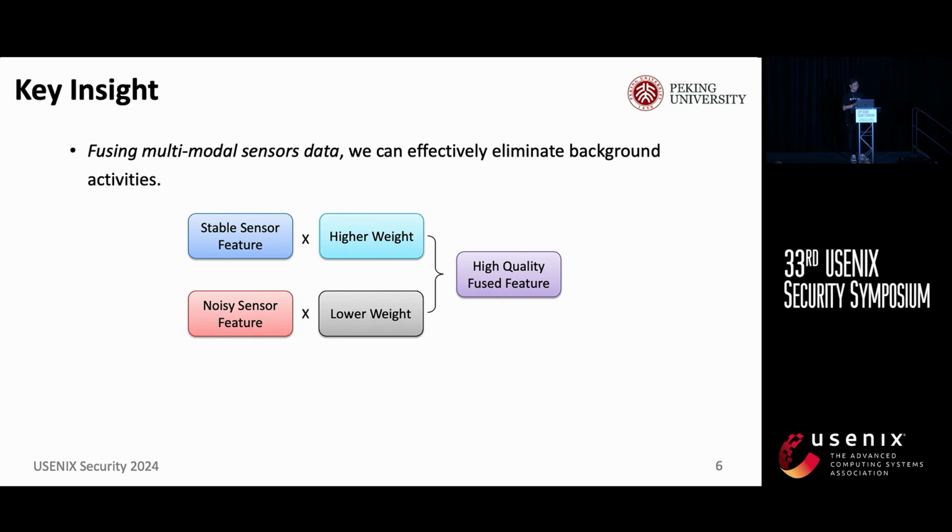So we have two key insights to tackle this challenge. The first is fusing multimodal sensor data. We can effectively eliminate the background activities. We can see in the figure, when we utilize several sensors to authenticate users, we can fuse them to obtain a high-quality feature. We can assign a high weight to the stable sensor feature and give a lower weight to the noisy sensor feature. This strategy can effectively mitigate the influence of noises and maximize the contribution of the stable sensor.